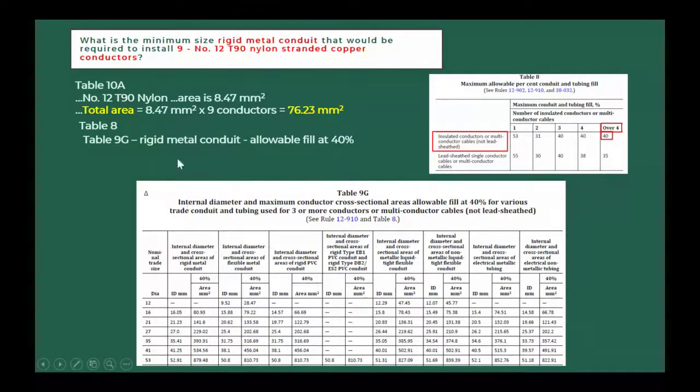Okay, so we have rigid metal. So I'm going to go to this right here, rigid metal. 40%. Area. Don't go by millimeter internal diameter. We're going area. 40%. Right? And I got to find something greater than or the same as 76.23. So I follow this down. Well, it's the very first one. It's a 16 trade size.